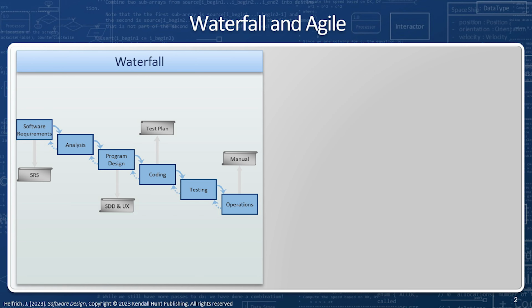Now, this method was called waterfall because, as you can see, each step kind of cascades into the next step as a series of waterfalls. Interestingly, Winston Royce never actually called this the waterfall method.